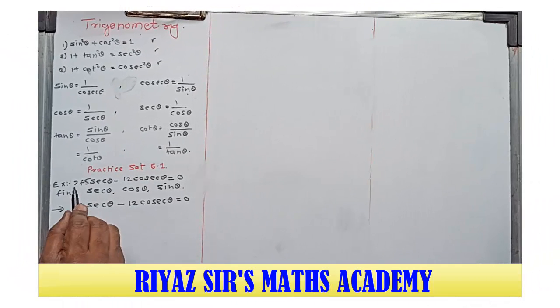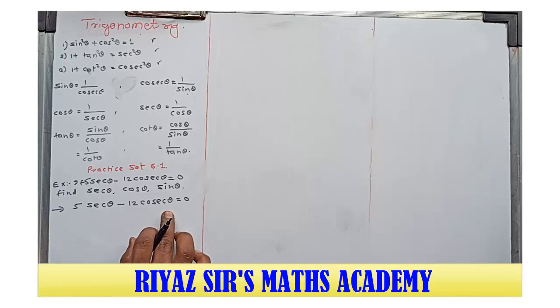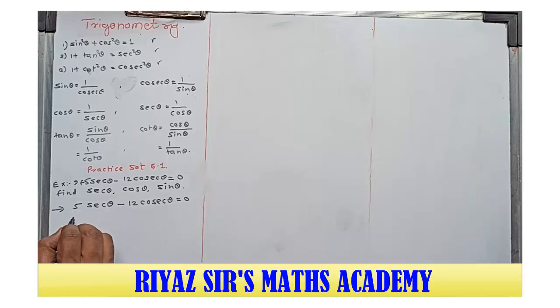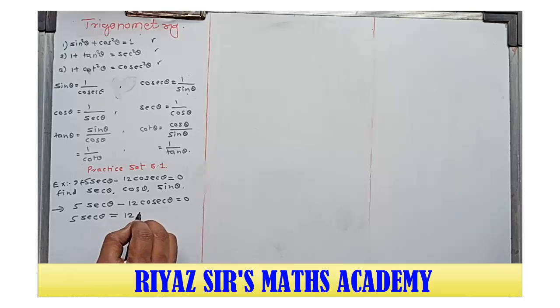The next example is, if 5 sec theta minus 12 cosec theta is equal to 0, then find sec theta, cos theta and sin theta. So this equation is given. From that equation, first we find the value of any one ratio which we can get from this equation. So we solve this equation as 5 sec theta minus 12, so this minus becomes plus on the right hand side, so you will get 5 sec theta is equal to 12 cosec theta.